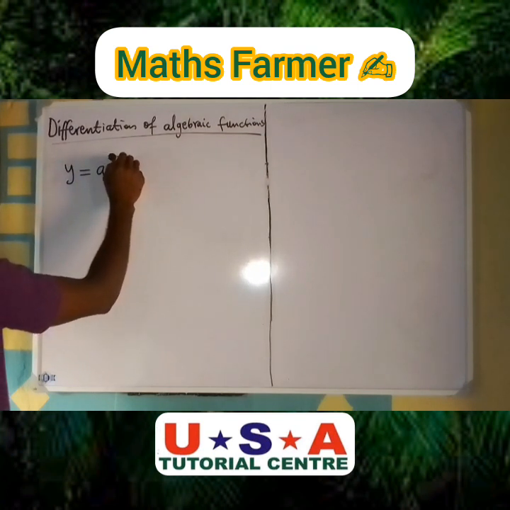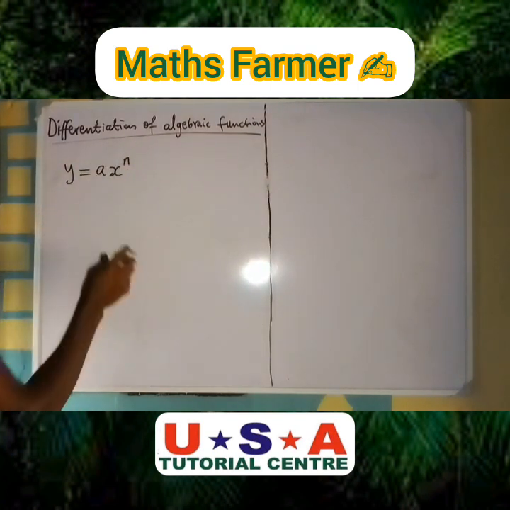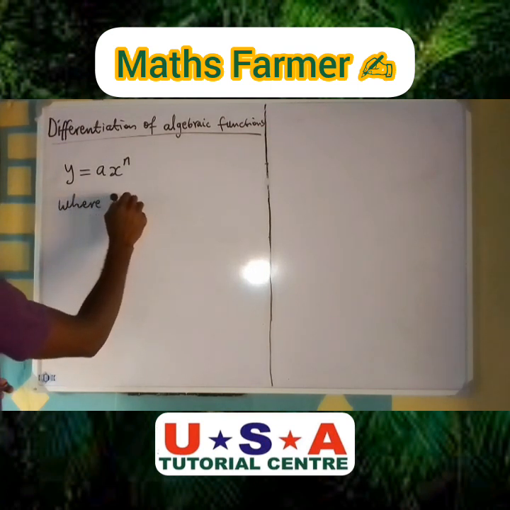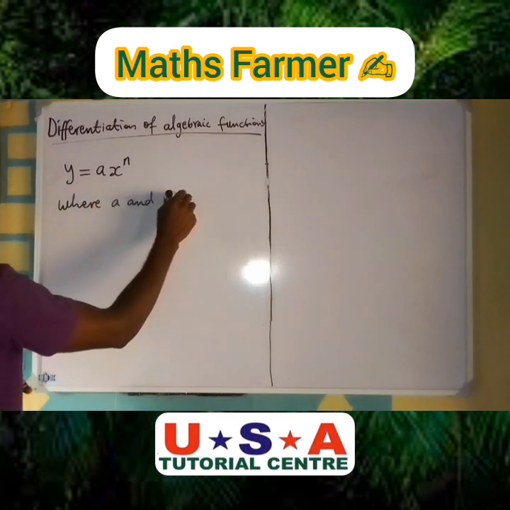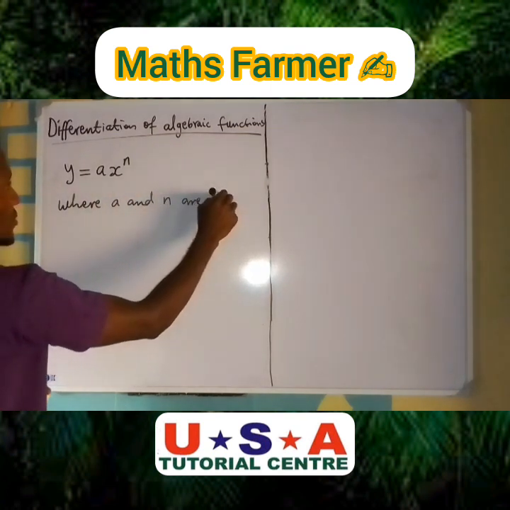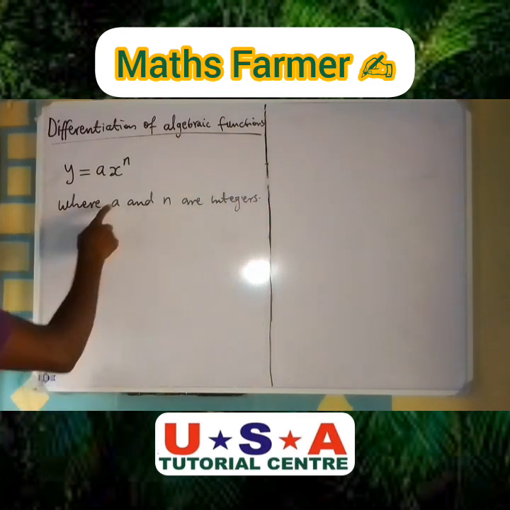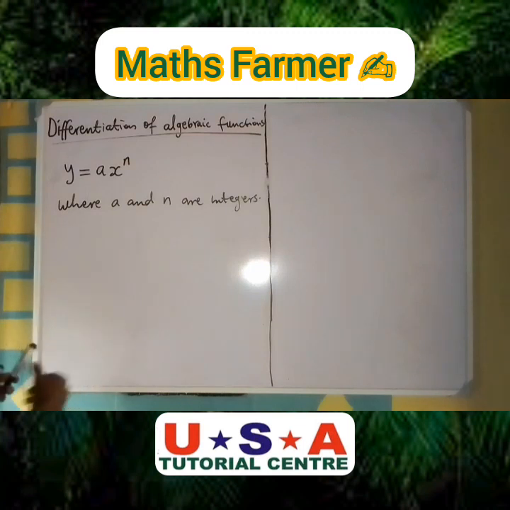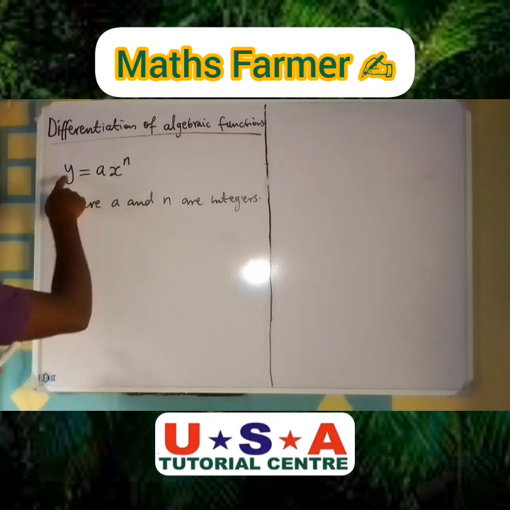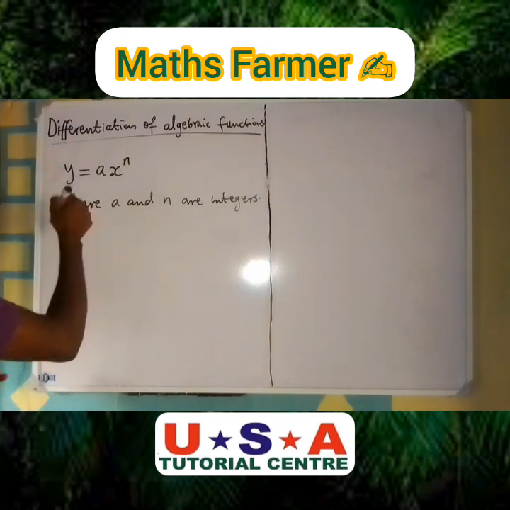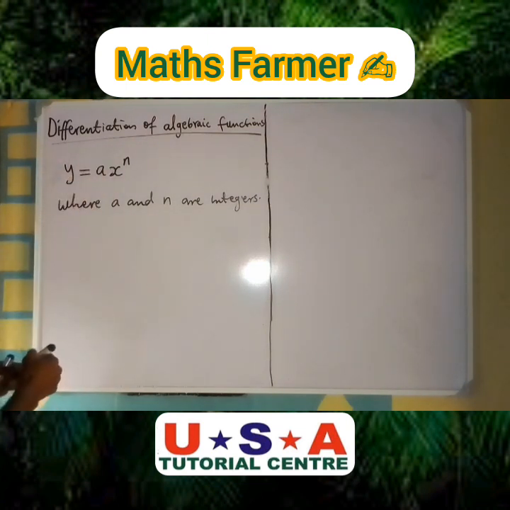ax raised to the power of n, where a and n are integers. What I mean by integers is that a here and n are numbers. So the variables here are x and y. Those are the variables. The other ones are numbers. Now, we want to differentiate an algebraic function of this form.